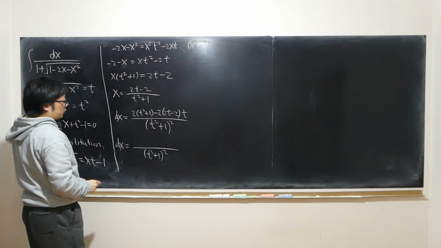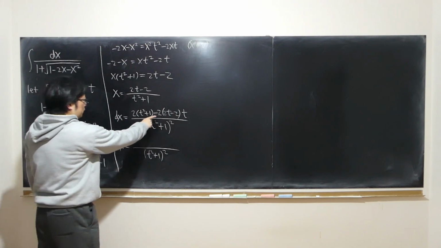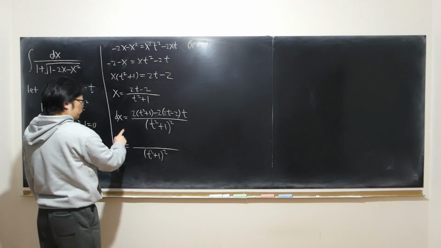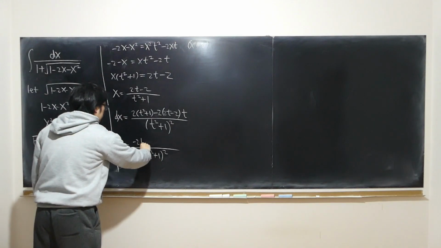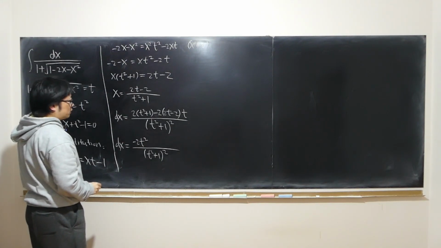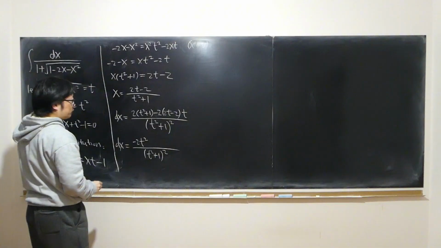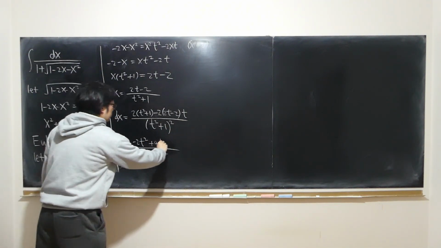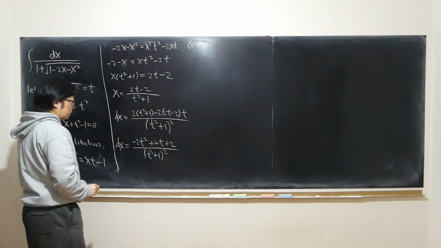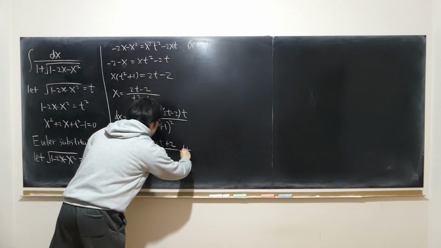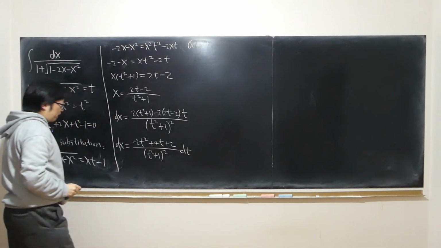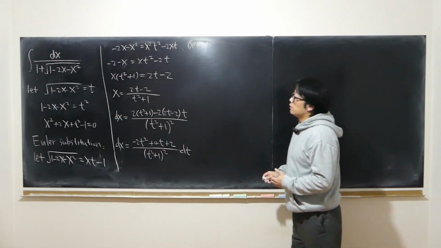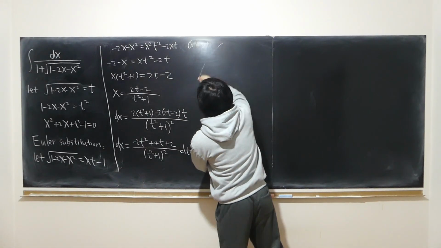T squared terms, what do we have? 2t squared, then t times 2t times negative 2, negative 4t squared. So negative 2t squared. What's the t term here? Plus 4t, I believe. Then plus 2, dt. Now we can successfully rewrite our integral.